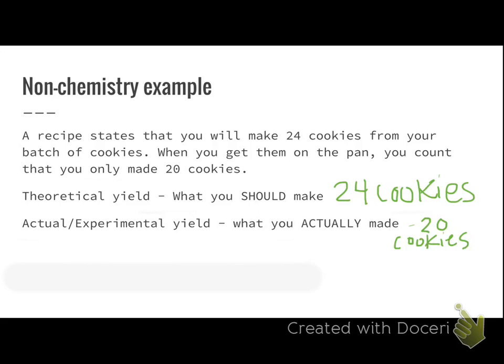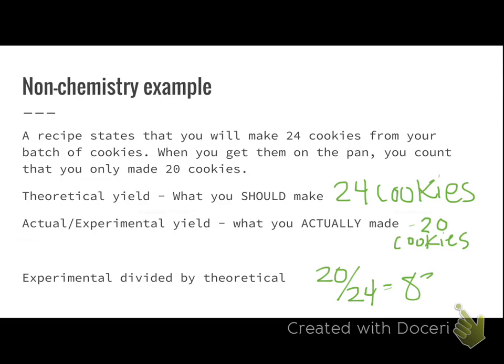Now, to find out what our yield is or what our percentage is, it's just a simple division. So you take your experimental or your actual and you divide it by the theoretical. So you're going to take your 20 cookies and you're going to divide that by your 24 cookies, which gives you about 83%. 20 divided by 24 equals 83%. So what that says is you made 83% of what you expected to make.